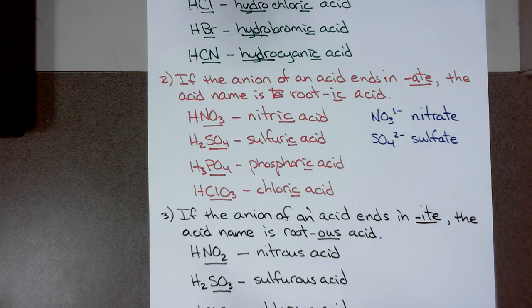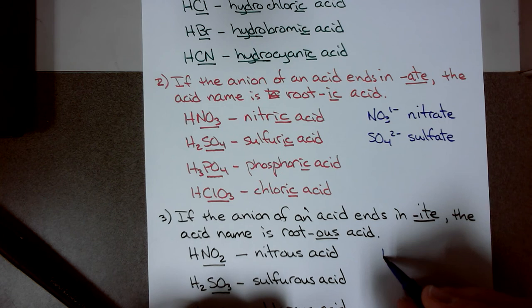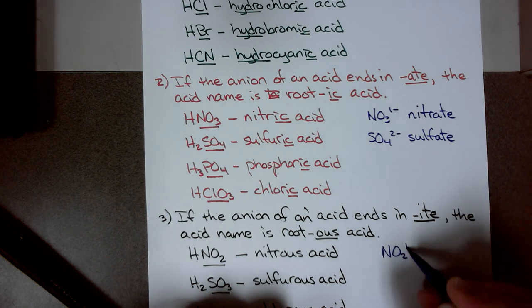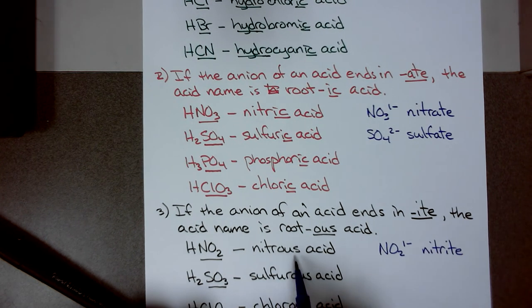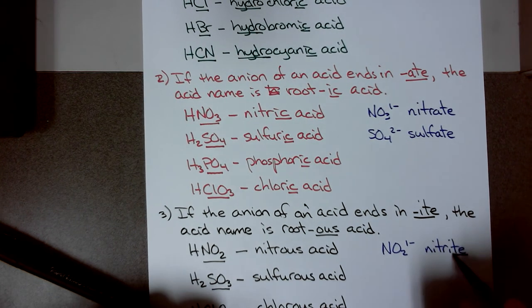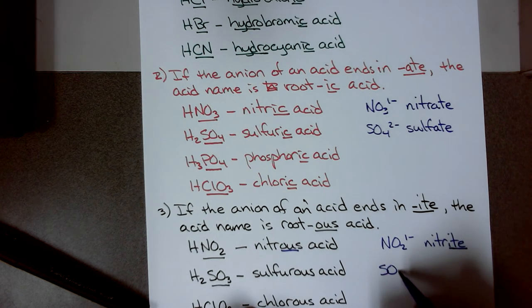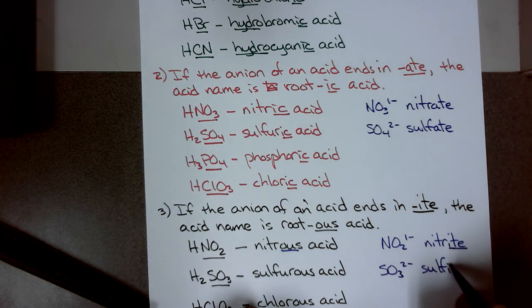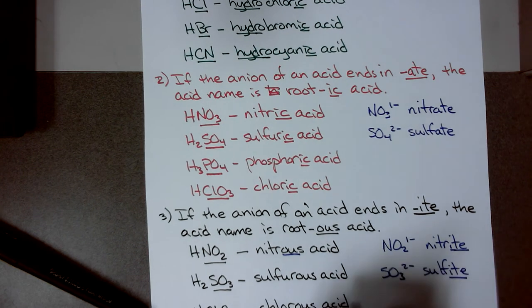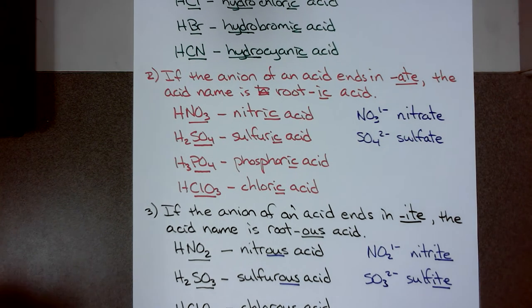Okay, so again, remember we're looking at the anion. So if this anion, NO2 1 minus, is nitrite, then it's going to be nitrous acid. Ite to us. Or SO3 2 minus is sulfite. Remember, sulfite goes ite to us, so that's sulfurous acid. So that's the three rules for naming acids.